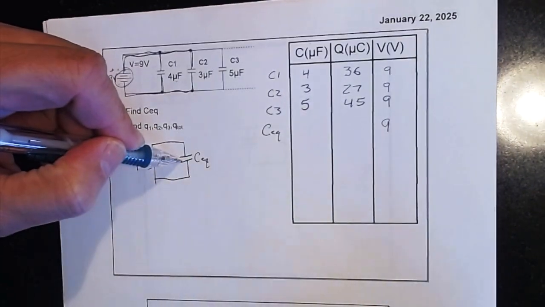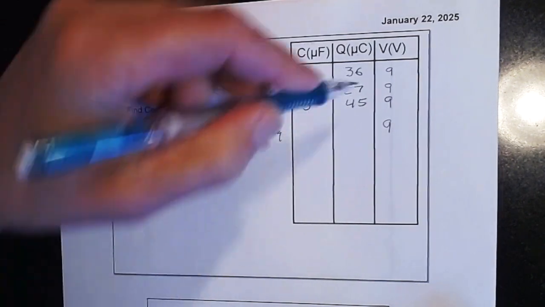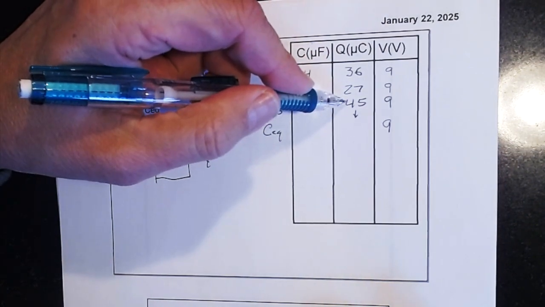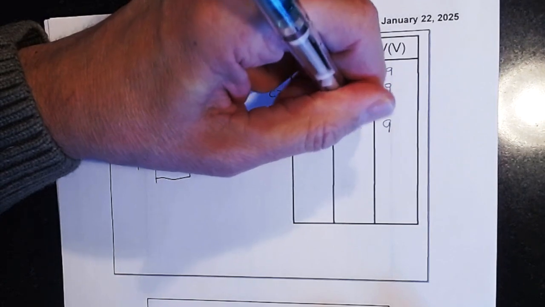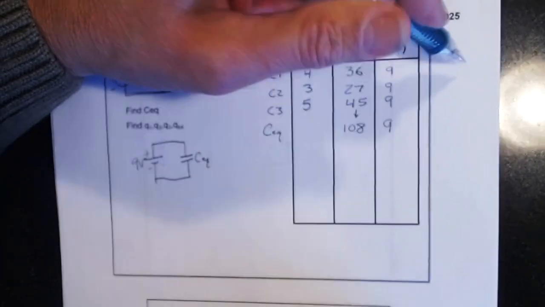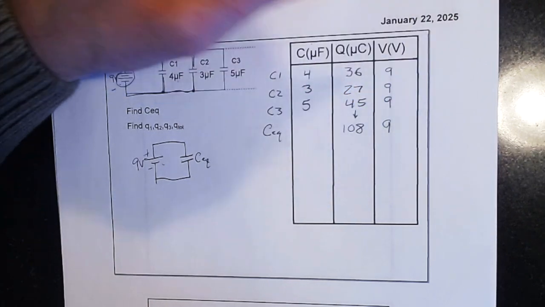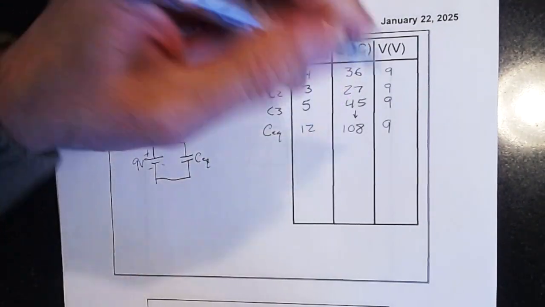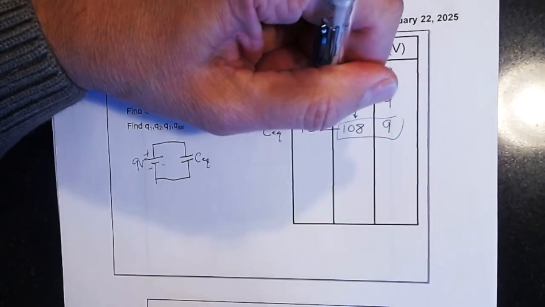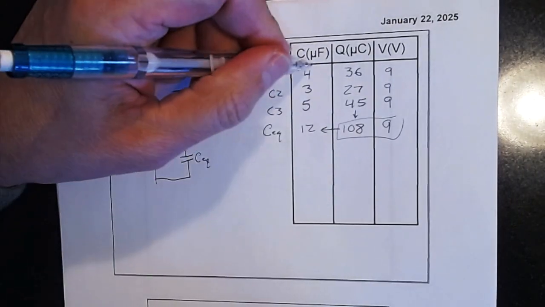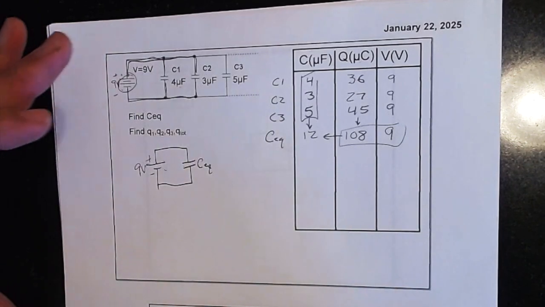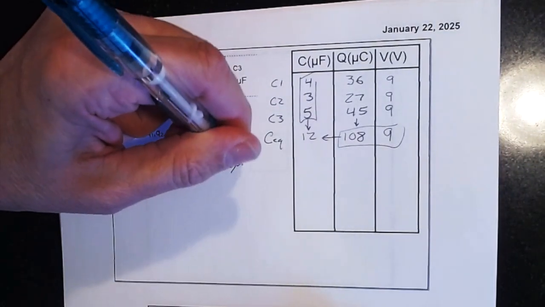For the equivalent, there are two things I can do here. One thing is I can add up all the charges, which would be 108 microcoulombs, and then use Q divided by V, which ends up being 12 microfarads. So in other words, I use those two to find that. Or, since they're parallel, I can just replace that with 4 plus 3 plus 5. 7 plus 5 is 12 microfarads. So this is 12 microfarads.